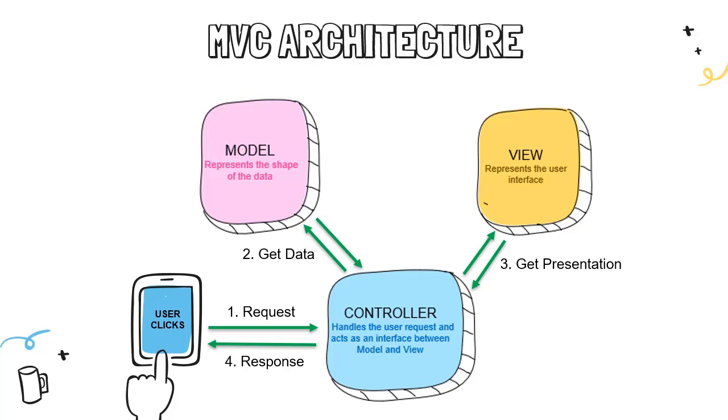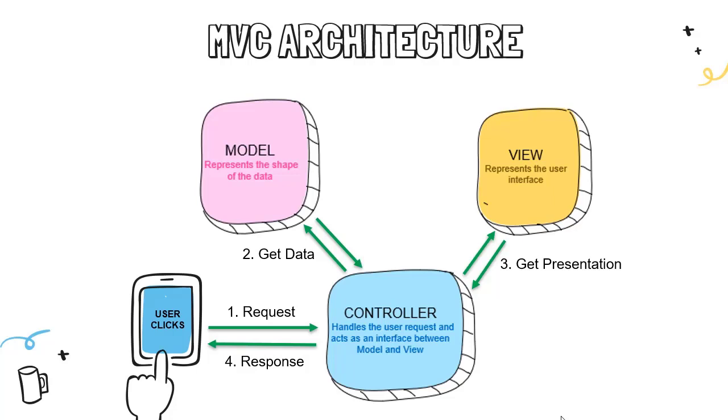So controller acts as an interface between model and view to process all the business logic and incoming requests, and it manipulates the data using model and interacts with the view to render the final output. This is just a brief overview of how model, view, and controller interact.